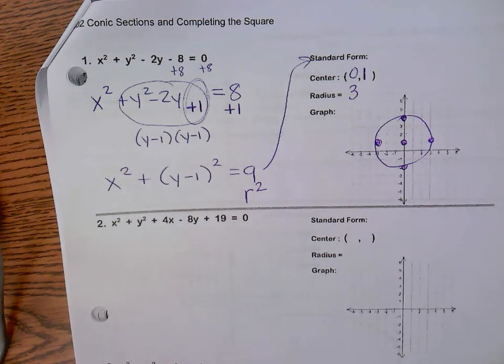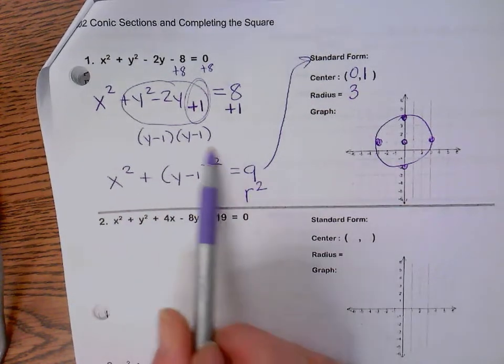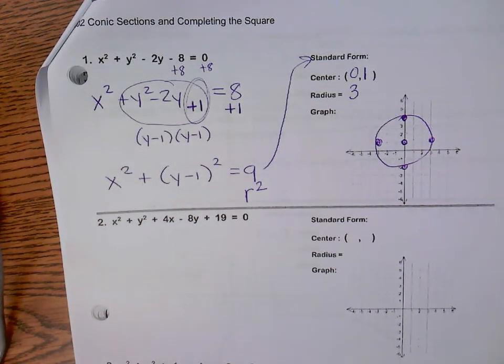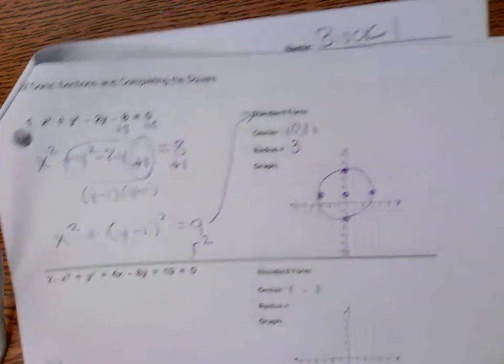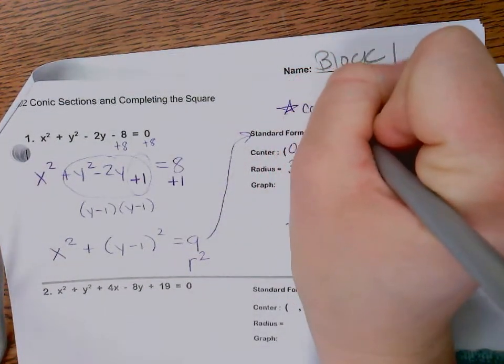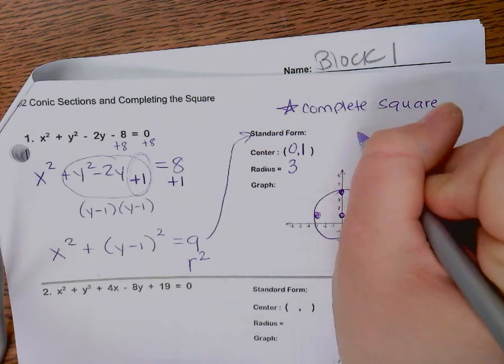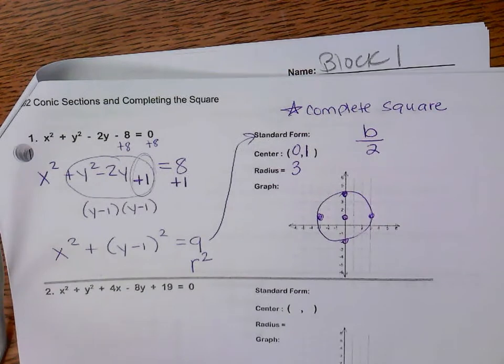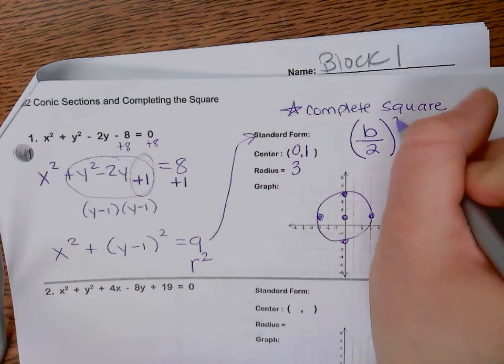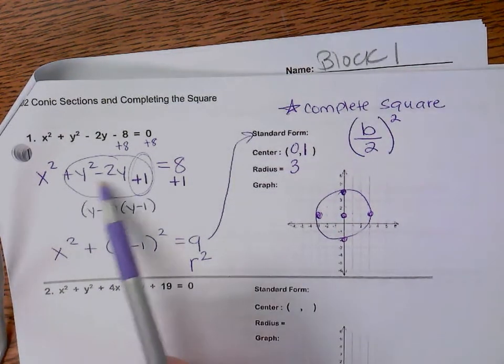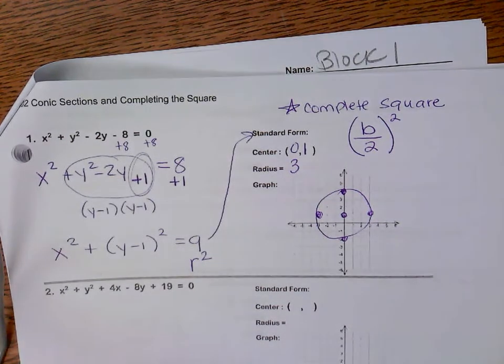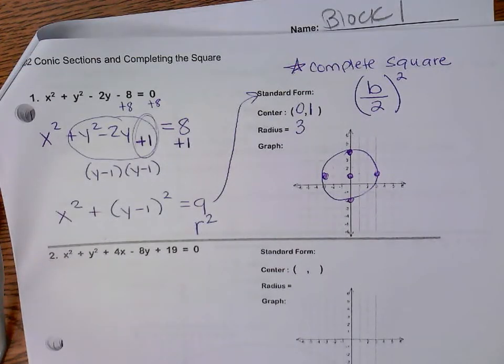And that's a skill that you're going to use for ellipses and hyperbolas. You're always going to have to get your equation into this format using completing the square. If you want to write down the formula for completing the square, because you might not be familiar with it, you take half of the b term and you square it. So you take half of the middle term, the b term, and square it, and that is what you're going to use to complete your square every time.